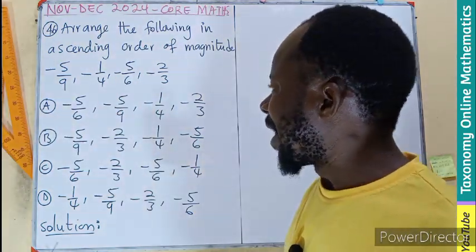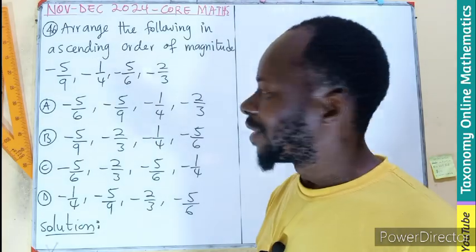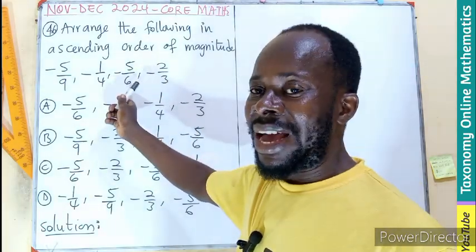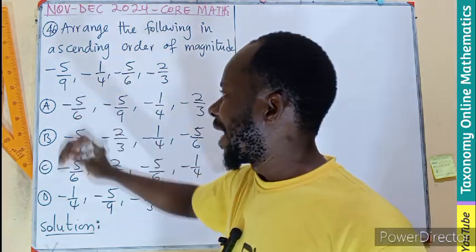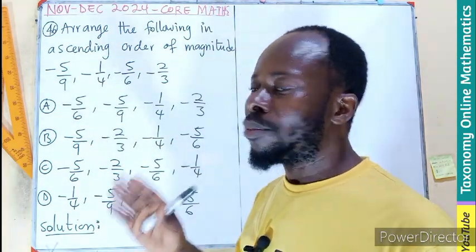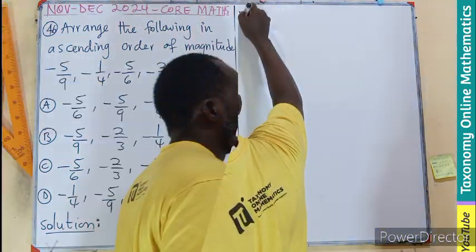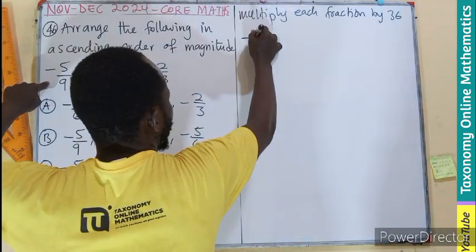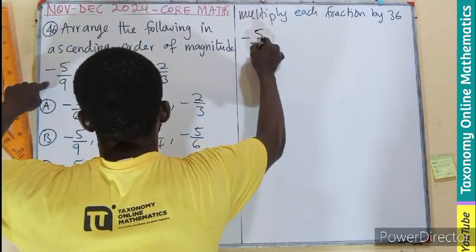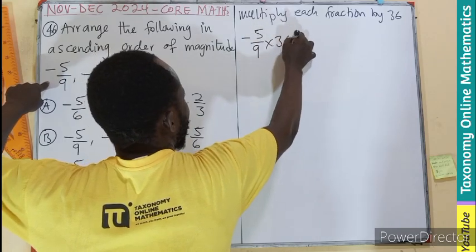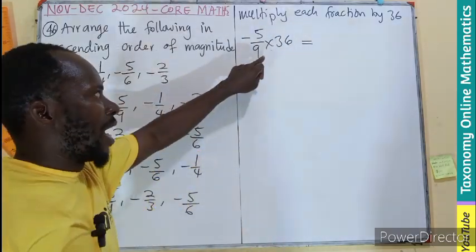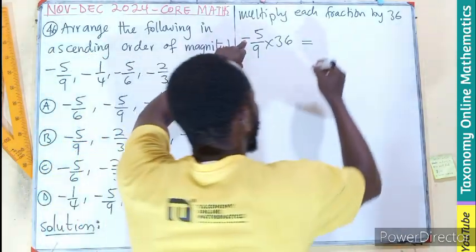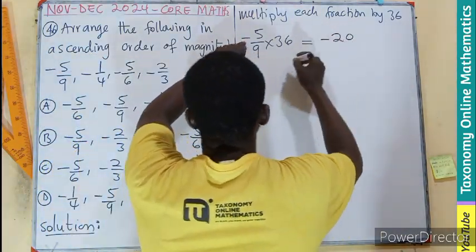And looking at it, I am looking at 36 because 3, 4, 6 can divide 36. Then 9 can also divide it as well. So we multiply each fraction by 36. So minus 5 on 9 times 36. We know 9 goes there 4 times. 4 times negative 5 will give us negative 20.